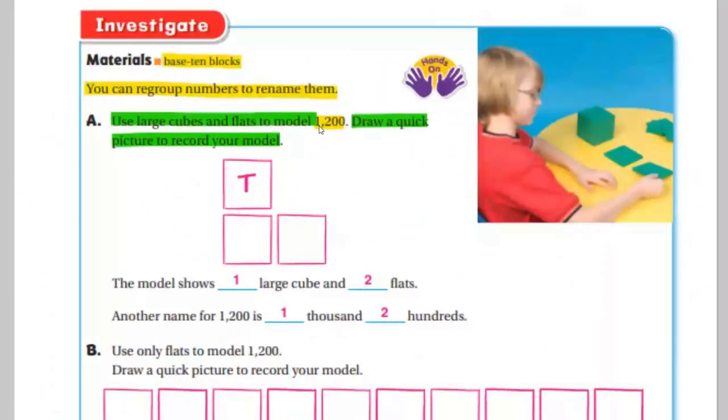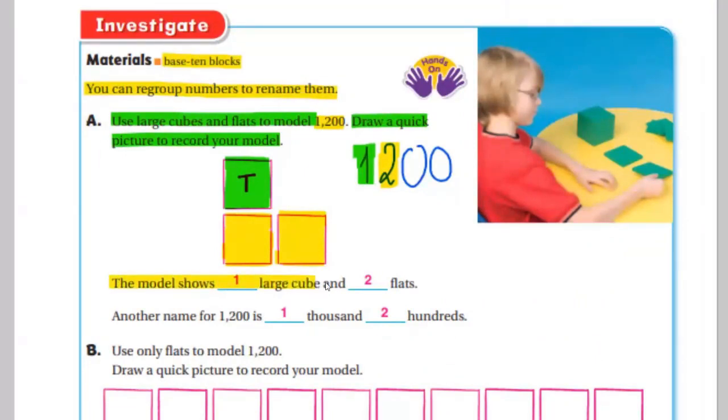Okay, let's back to our lesson. We have this number 1200. Okay, let's rewrite it here, 1200. I will ask you, we have in the 1000 period, how many digits? We have only one digit, right? Which is 1. So we are going to use only one large cube. After that, we have 2 in 100 place. So we're going to use 2 flats like that. This model shows 1 large cube and 2 flats because we have 1200.